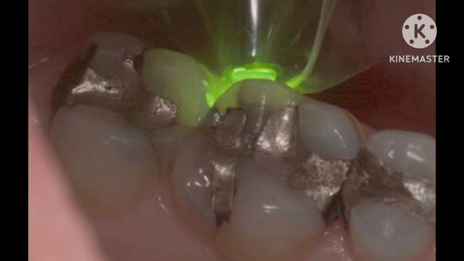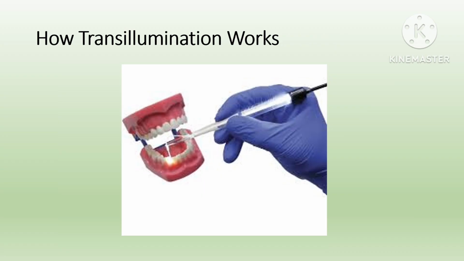When there is no crack, the light travels evenly through the tooth, lighting up the entire structure. However, if a crack is present, the light will scatter and stop at the crack line, creating a shadow effect. This break in the light path makes the crack easier to see.